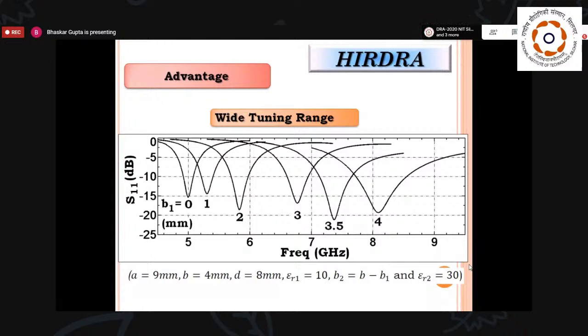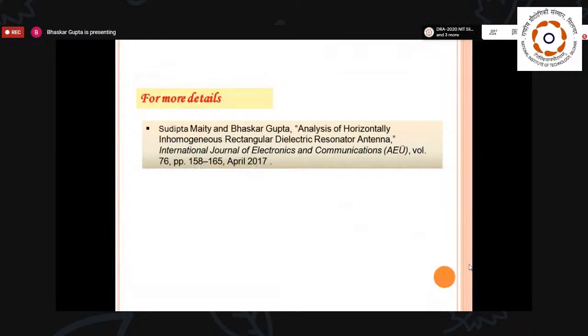Because this can give us a wide tuning range. Change the thickness of one of the substrates, you get a variation. See, from less than 5 GHz to more than 8 GHz, covering almost a huge region in the L as well as in the C band. So this tuning is possible. That gives a huge applicability. And that's why this innovation is important, which was reported in AEU in April 2017. Already I mentioned Shudipto Maiti, he did this work.